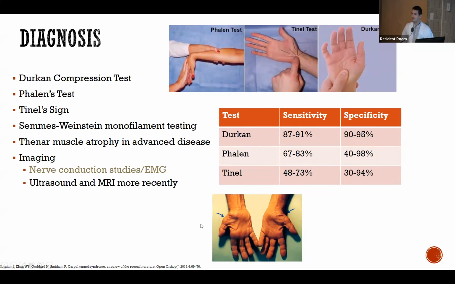As far as imaging, nerve conduction studies and EMG are typically considered the gold standard of diagnosis, but it's pretty controversial since you don't even really need these studies to diagnose carpal tunnel. I'll go into some of the reasons for this. And more recently, ultrasound and MRI have been used for diagnosis.